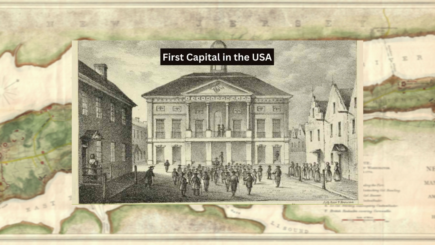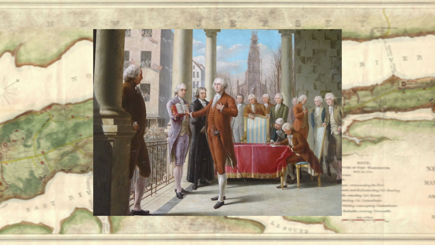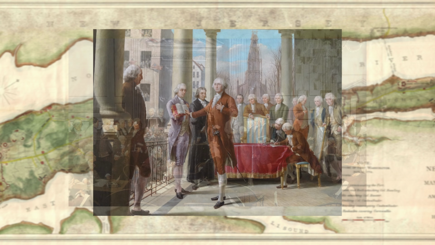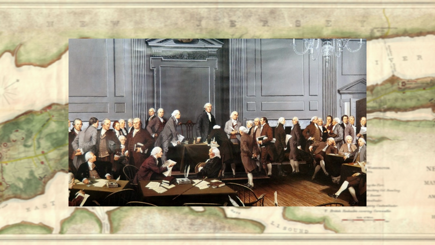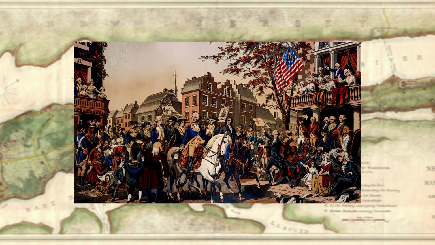Soon after independence, New York was chosen as the first national capital of the United States from 1785 to 1790. In April 1789, George Washington took the oath of office as the first president of the United States at Federal Hall on Wall Street. The first U.S. Congress also met in the city, drafting and passing the Bill of Rights. By 1790, New York had surpassed Philadelphia to become the most populous city in the United States.